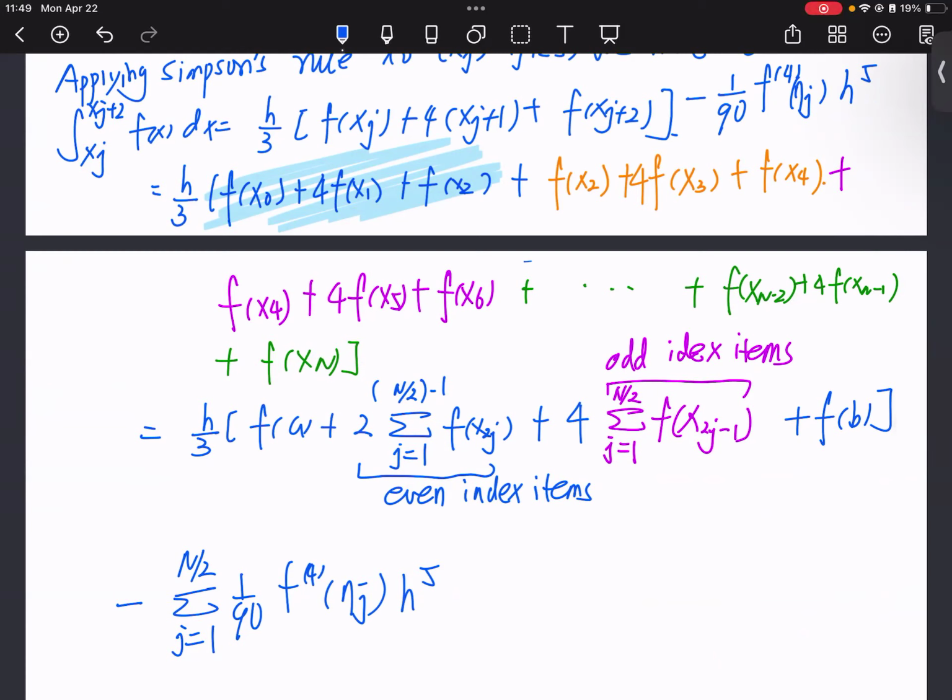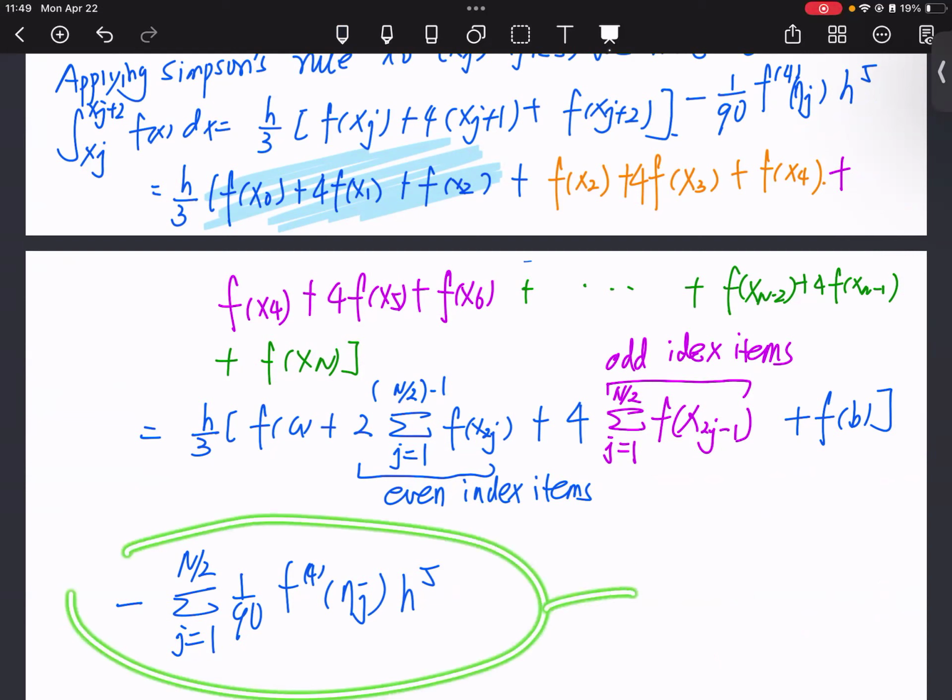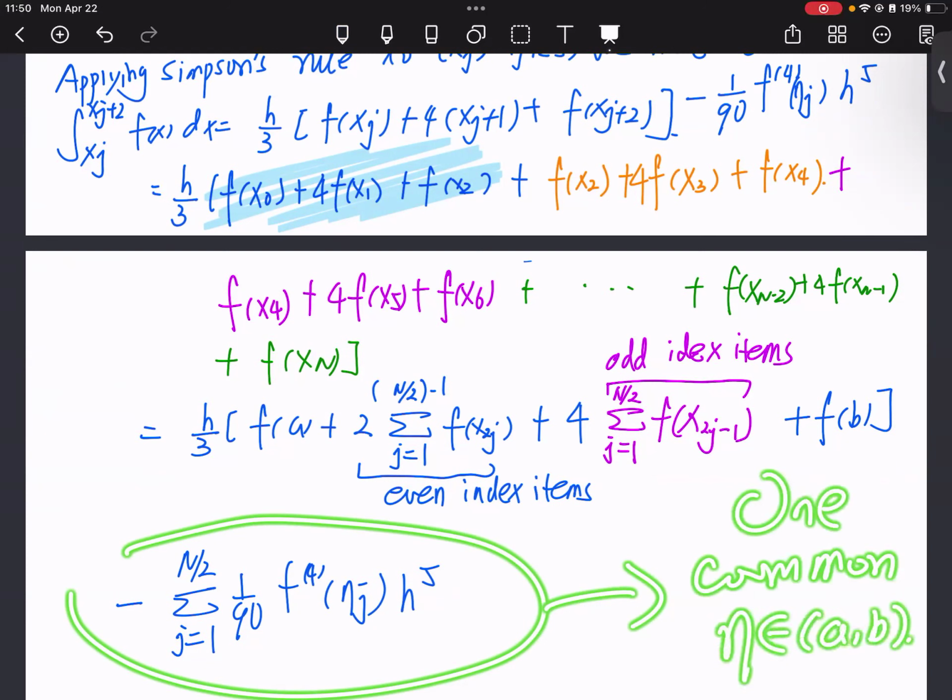And we are going to deal with this next time. We would get a common constant C for this error term, and one common eta in between a and b. This is the next class material, and that's all the things we want to mention today. And then class is dismissed. If you have any questions, you can come here to get the answer.